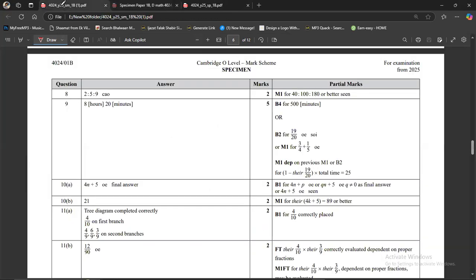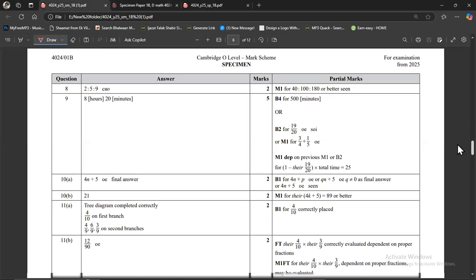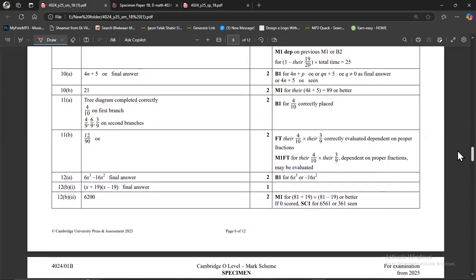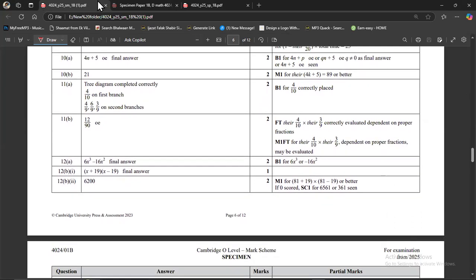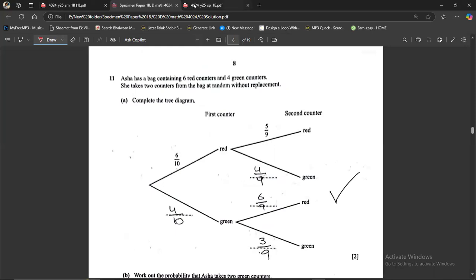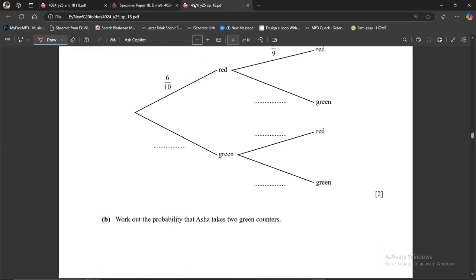Let's check the marking scheme. This is question number 11. You can check that this answer is right. Okay, so we are going to the next part.